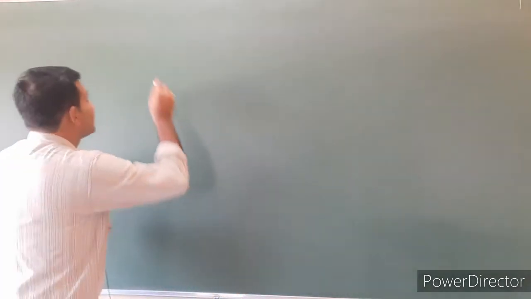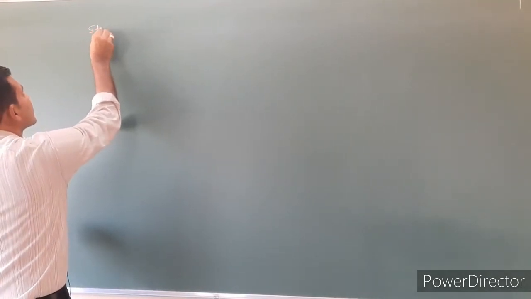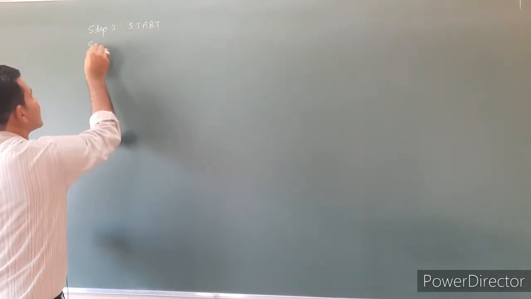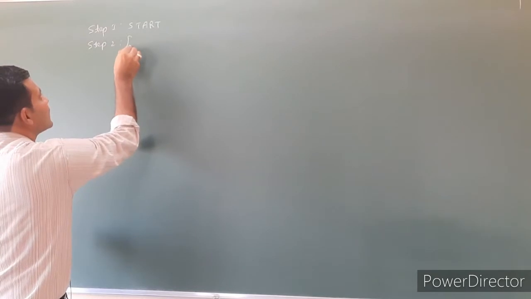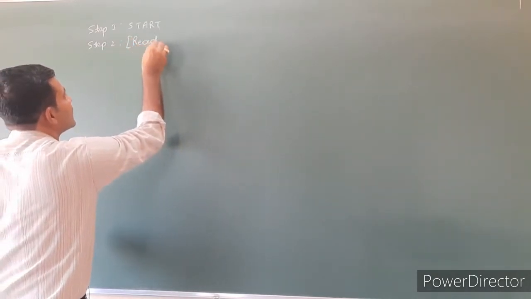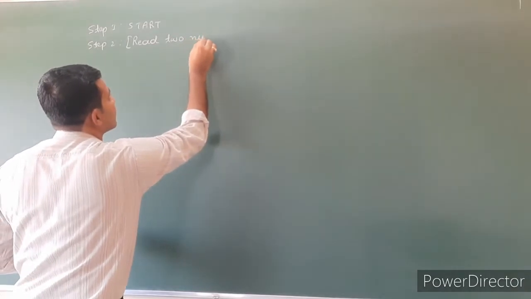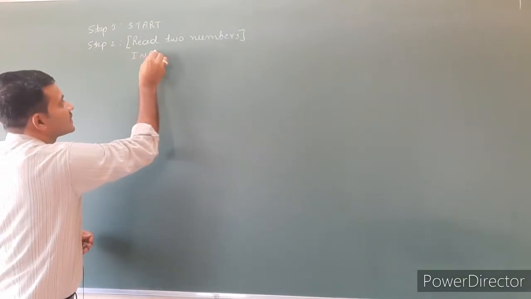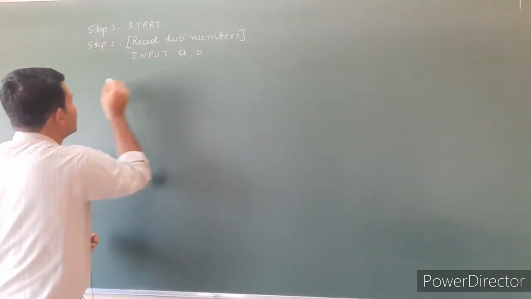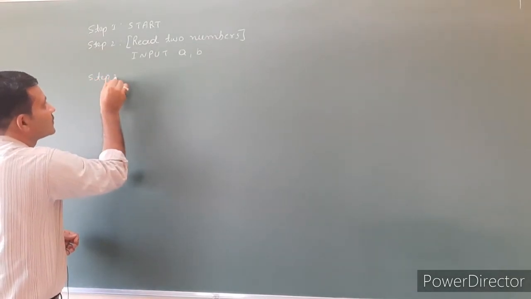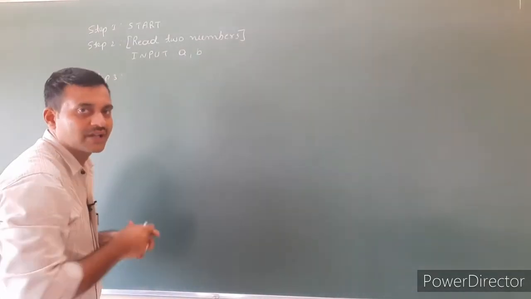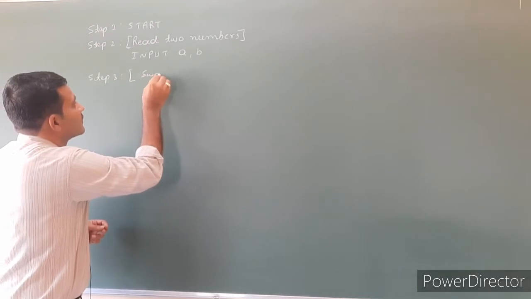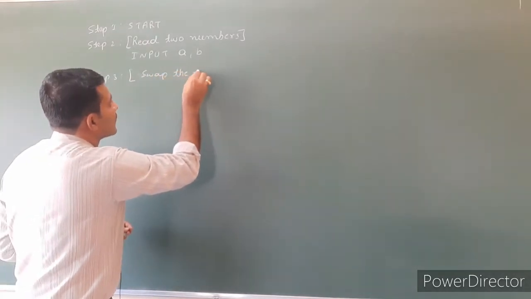So for that, in the first step we write start. In the second step, read two numbers. That is, the process is input a comma b. To swap two numbers, we use a temporary variable. In step 3, here we swap the numbers.